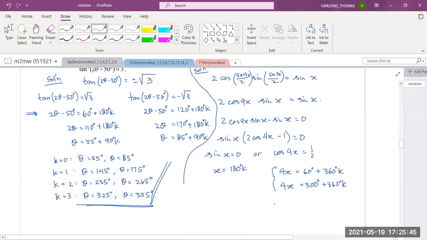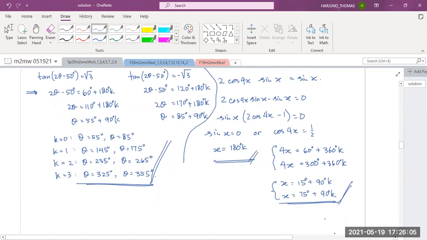Okay, now divide by 4. So x equals 15 plus 90 degrees K, or 75 degrees plus 90 degrees K, for K an integer. Okay, that's how we do it.